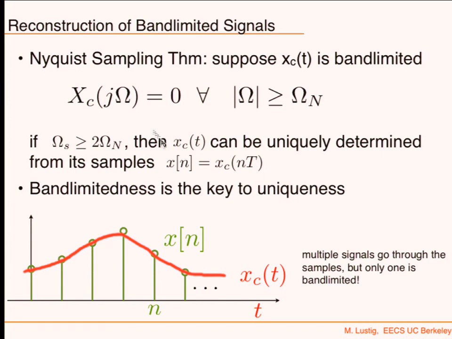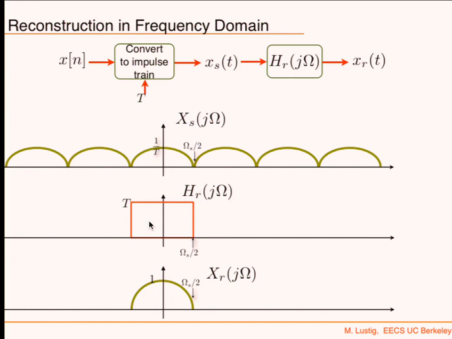Okay, so that's great. The band limitedness is the key for the reconstruction because there are many signals that can go through those measurements, but only one of them is going to be band limited. The reconstruction is going to be by taking x of n and converting it into an impulse train. If we look at it in the frequency domain, that's the Fourier transform of the impulse train, and it has all these replicas. If you want to reconstruct the original one, you have to go through a low-pass filter, and then you've got yourself the perfect reconstruction.